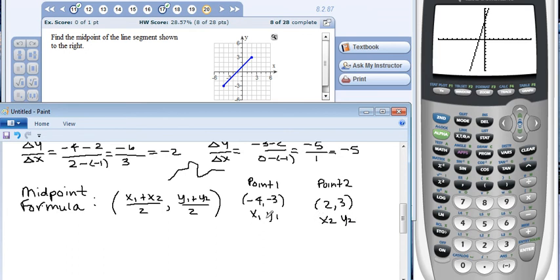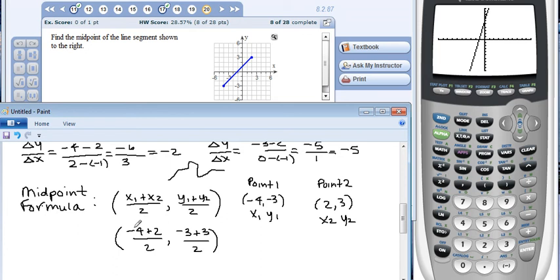Okay, so what I'm doing is I'm just labeling things. So y1 is -3, x2 is 2, like that. And now I'm going to put them into this formula so I can keep everything straight. So x1 is -4 plus x2 is 2, divided by 2. y1 is -3 plus y2, which is 3, over 2. And now I'm going to simplify these.